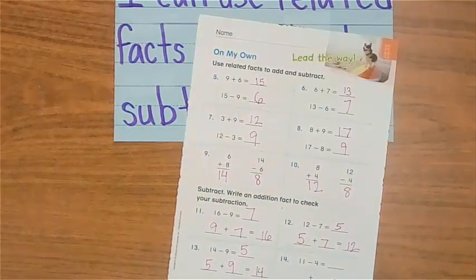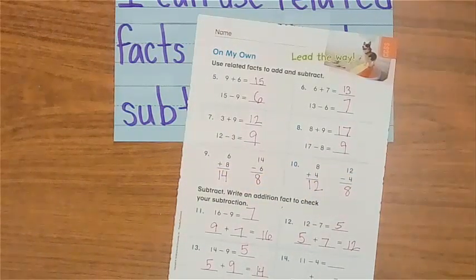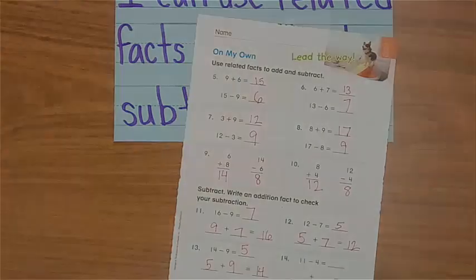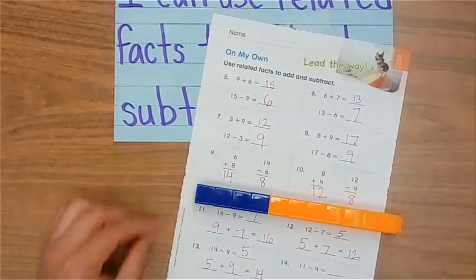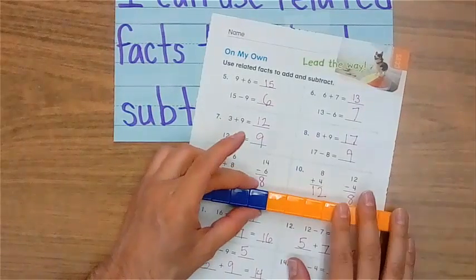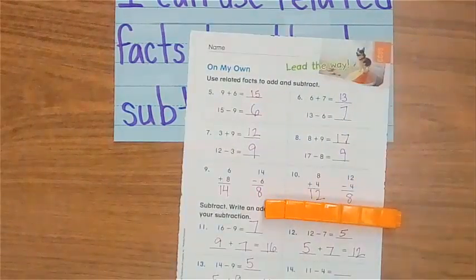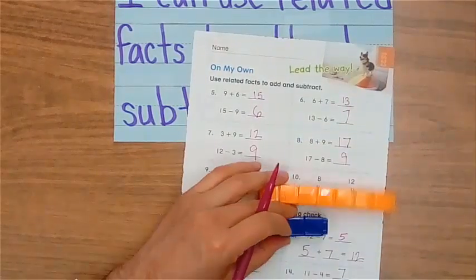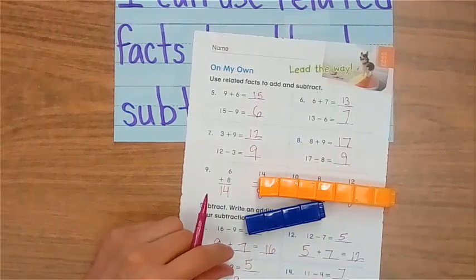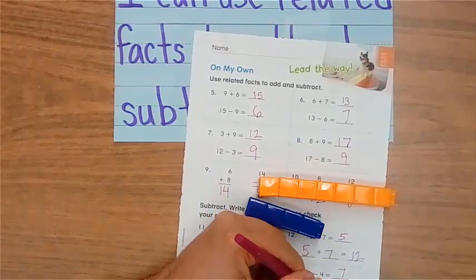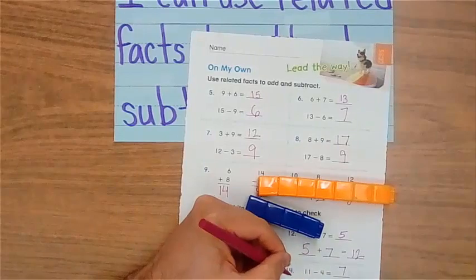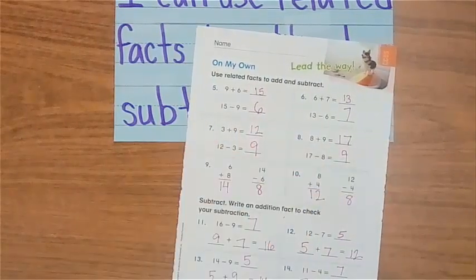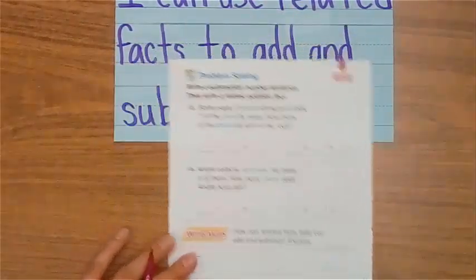Okay. Now, this one says 11 minus 4. So if I have 11 minus 4, then I'm going to have 7 left. And I could use these numbers to help me write an addition number sentence. I could say 7 plus 4 equals 11. Okay, let's turn the page.